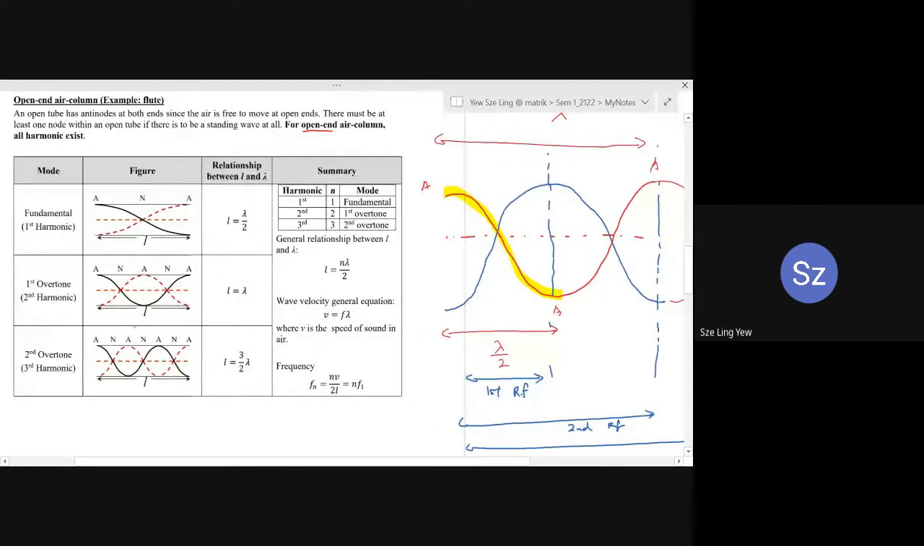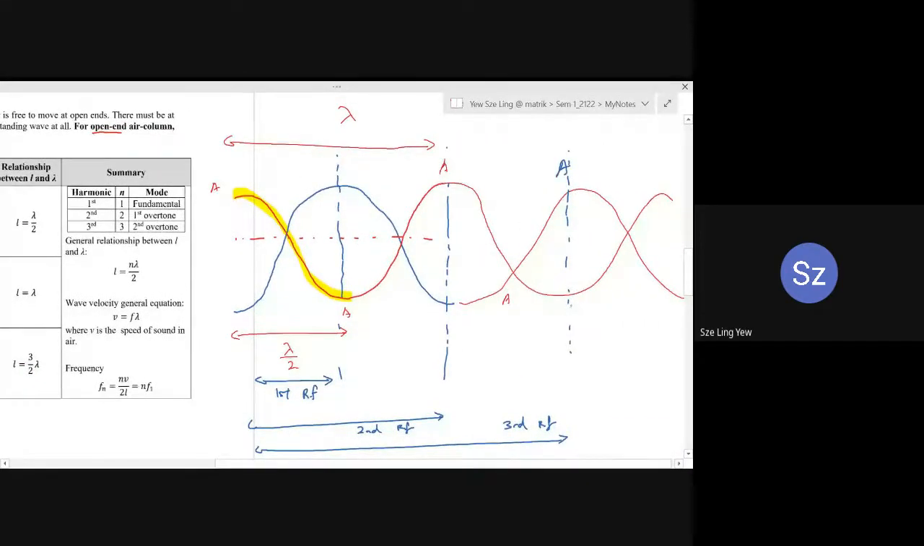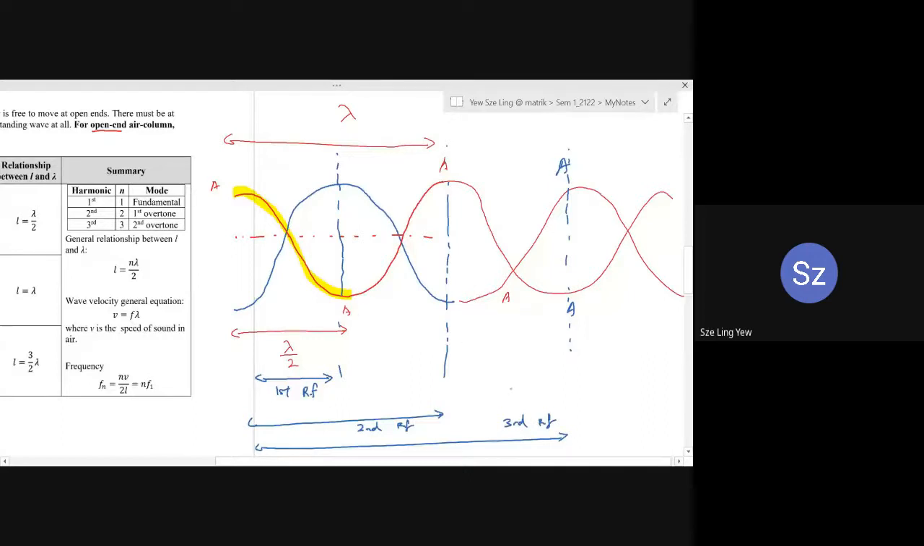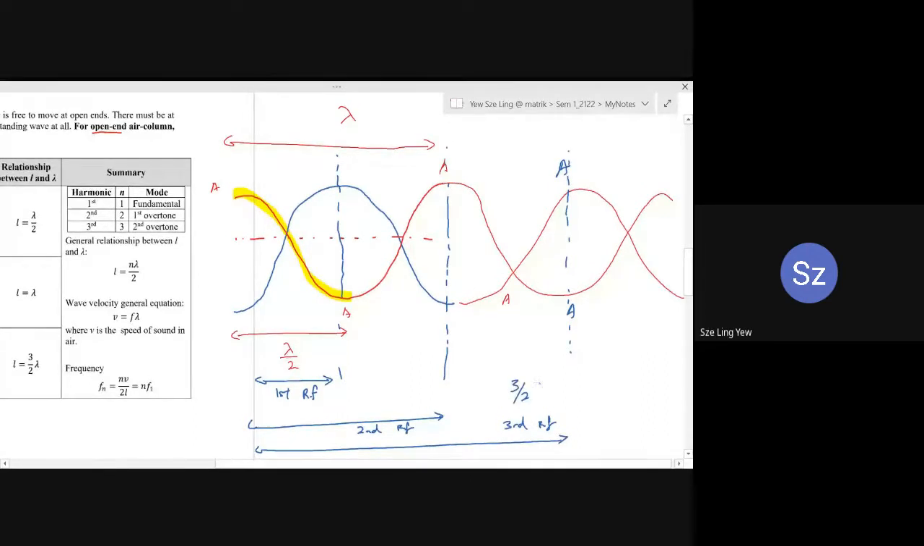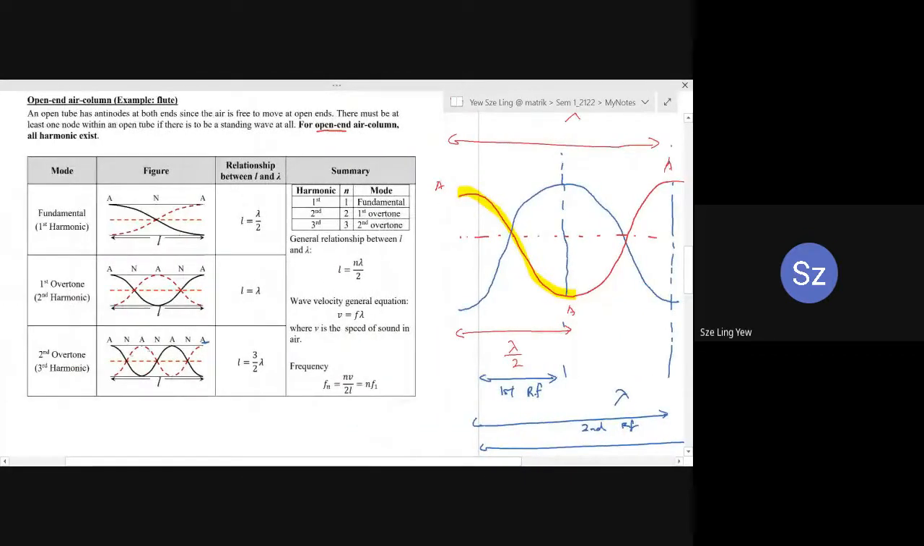So the first overtone or the second harmonic, the second resonant frequency, now you have L equals lambda. It happens at one wavelength. And then for the next resonant frequency, the second overtone within the same length, you have an antinode again. If you look at the wave just now, the next time you obtain an antinode, it happens at 3/2 lambda. This is lambda, so 3/2 lambda. So you put 3/2 lambda within the same length.